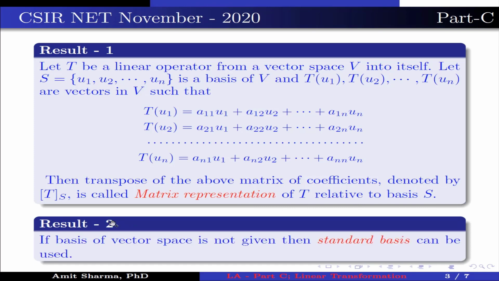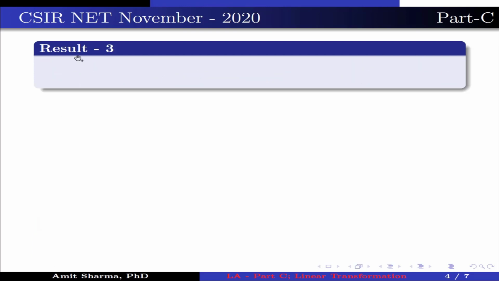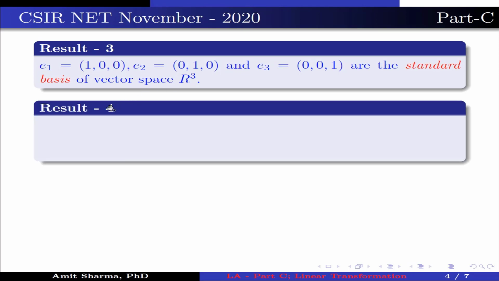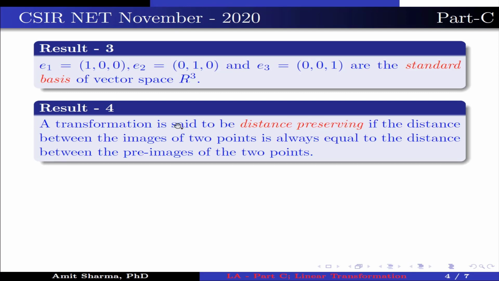Result number 2. If the basis of the vector space is not given, then the standard basis can be used. Result number 3. e1 which is 1, 0, 0, e2 which is 0, 1, 0 and e3 which is 0, 0, 1 are the standard basis of vector space R cube. Result number 4. A transformation is said to be distance preserving if the distance between the images of 2 points is always equal to the distance between the pre-images of the 2 points.